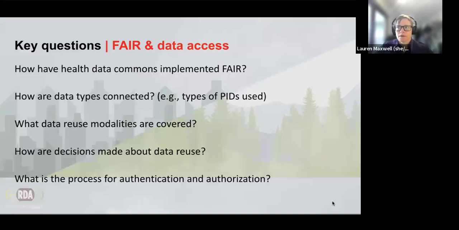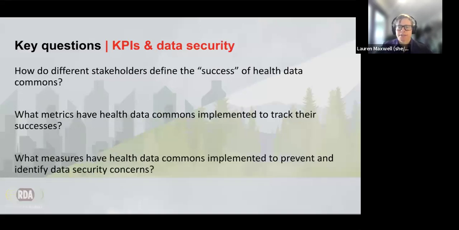Next slide. So we're also really interested in thinking about key performance indicators and data security. So how do stakeholders define the success of the health data commons? What metrics have health data commons implemented to track their successes? And then what measures do health data commons implement to protect the security of individuals whose health data are made available through the commons? Next slide.